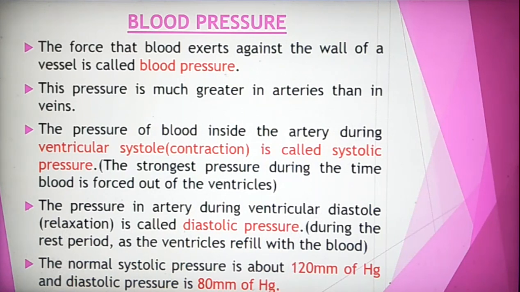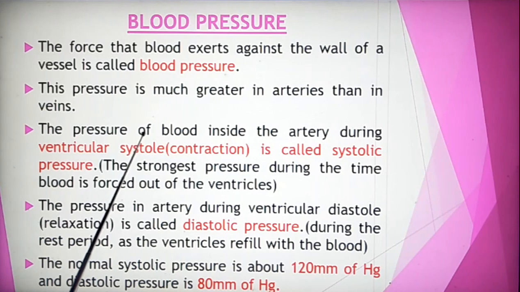And the pressure in the artery during ventricular diastole. What is diastole? Relaxation. After releasing, as the ventricle is ready to receive blood from the atrium, at that time there is not much pressure. Such pressure is called what? Diastolic pressure, during the rest period as the ventricles refill with blood. After releasing the blood, the ventricles take rest for some time. At that time, what is happening? The ventricles are receiving blood from the atrium. The pressure is very low. That pressure is the diastolic pressure.